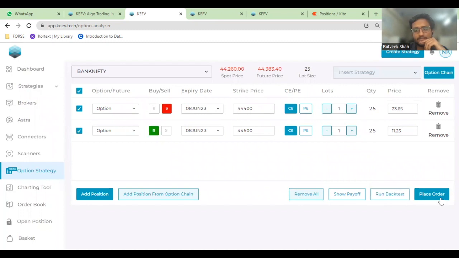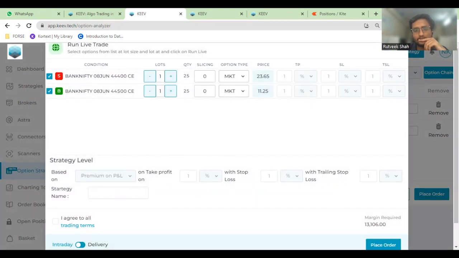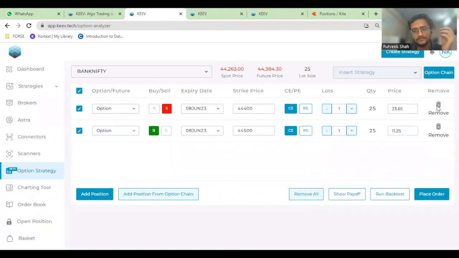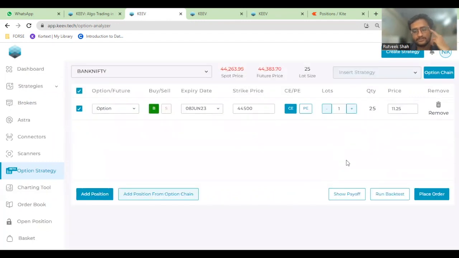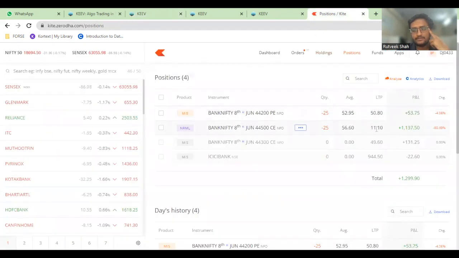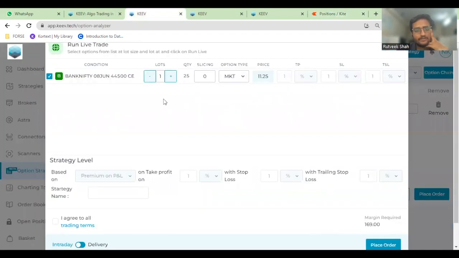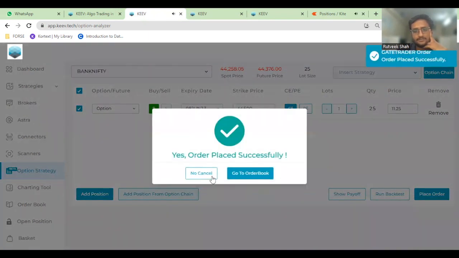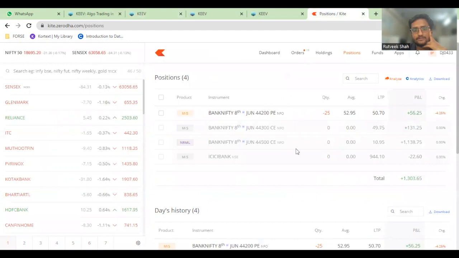As you can see here, we'll place order. First order that we'll do is we'll square off our 44,500 position. From Zerodha, we can see that the 44,500 we have deployed it under NRML. That is a delivery. So we'll close off our position from here. We'll buy 44,500 at market delivery and we accept the terms and conditions of the trade and place order. So the order has been placed successfully. Now we'll check it in Zerodha.